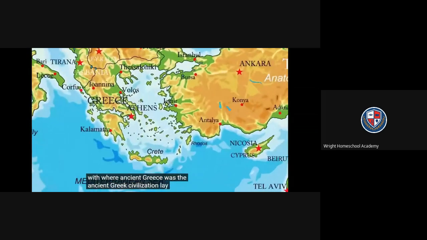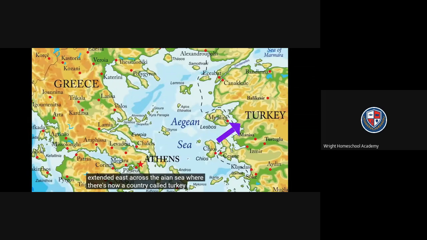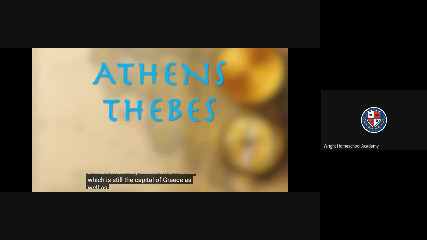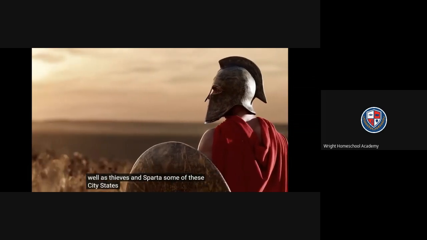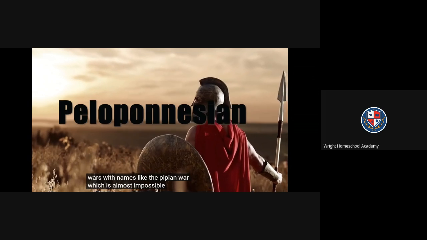Let's begin with where ancient Greece was. The ancient Greek civilization lay on the coast of the Mediterranean Sea, where the current country of Greece is, and extended east across the Aegean Sea, where there's now a country called Turkey. The Greeks sometimes got around by traveling across the Aegean Sea to the islands and city-states that dotted the region. They also set up shop in some parts of what is currently Italy, France, Spain, and even northern Africa. Some of the most famous ancient Greek city-states were Athens, which is still the capital of Greece, as well as Thebes and Sparta. Some of these city-states fought with each other in wars, with names like the Peloponnesian War, which is almost impossible to spell.